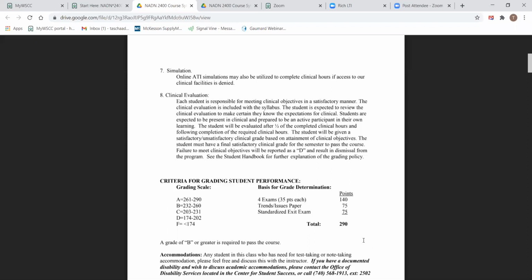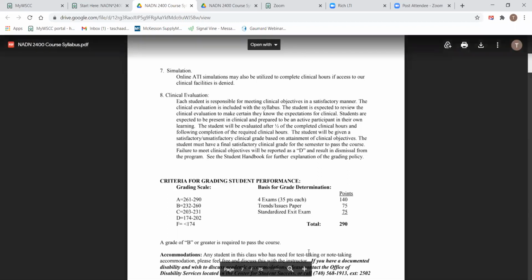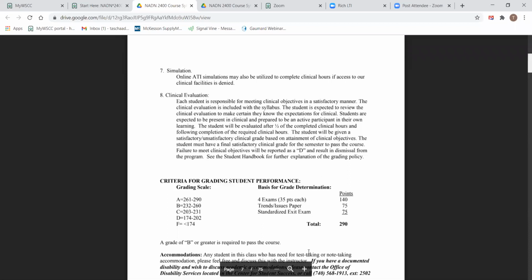Clinical evaluations. Each student is responsible for meeting clinical objectives in a satisfactory manner. The clinical evaluation is included with the syllabus. So the student is expected to review that clinical evaluation. Make sure you know what the expectations are for clinical. If it's what you're going to be evaluated on, you need to know what that criteria is before you ever enter into the facility, so you know what it is you will be graded on.